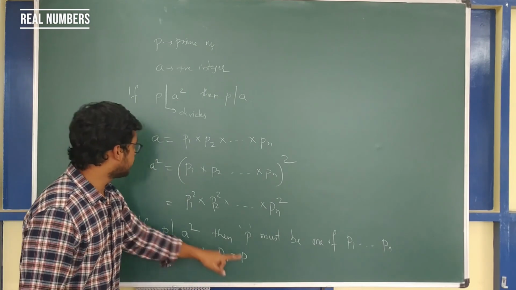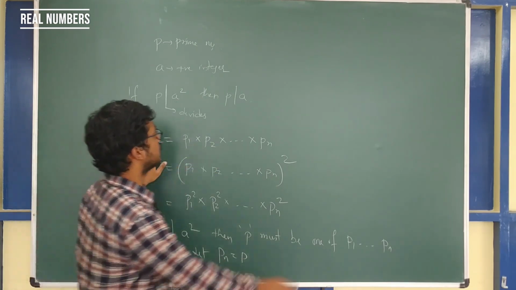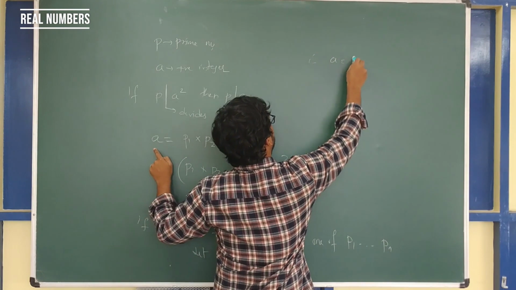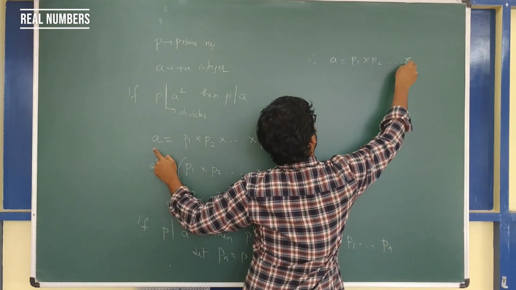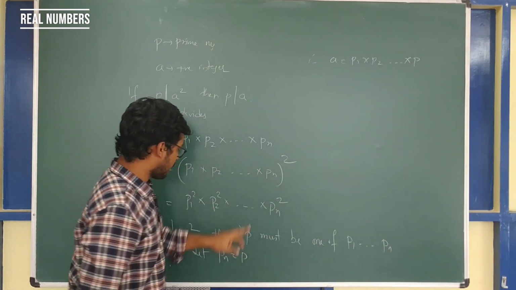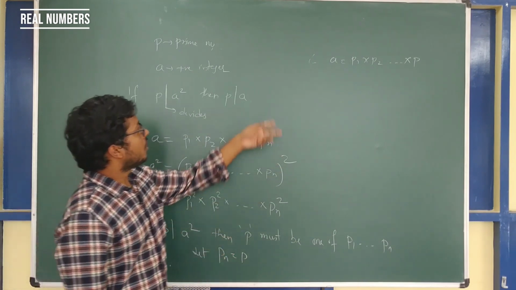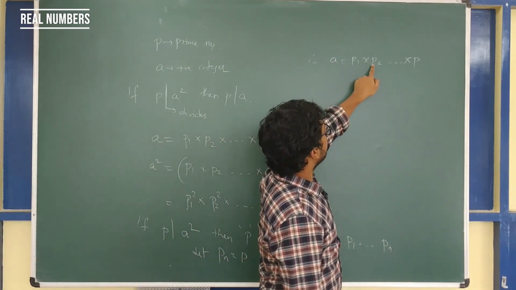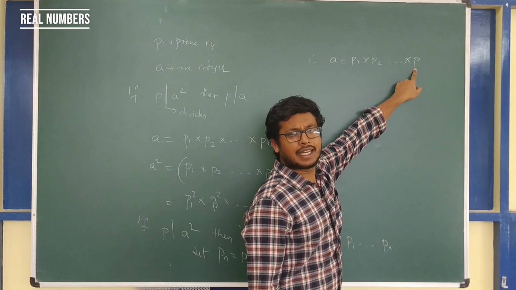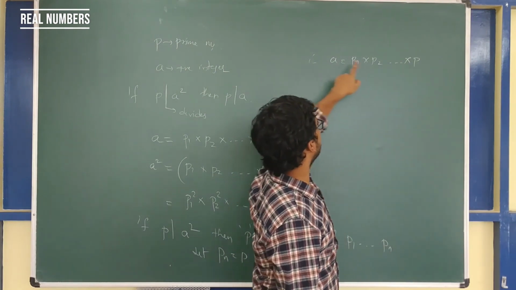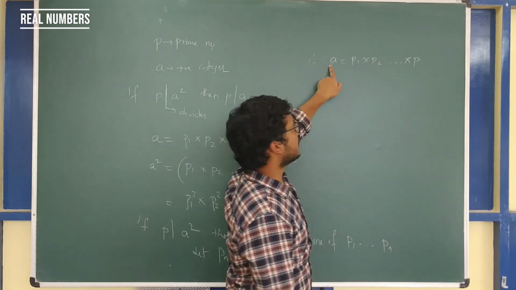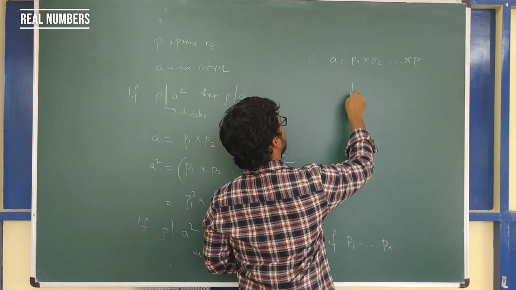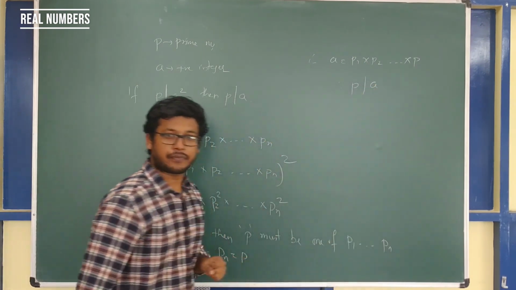So if pn is p, then what happens to a now? Therefore, a can now be written as p1 into p2, and so on up to pn, where pn we now assumed to be p. So now you see the prime factors of a are p1, p2, and finally ending with p. So p is now one of the prime factors of a. So therefore, p also divides a.